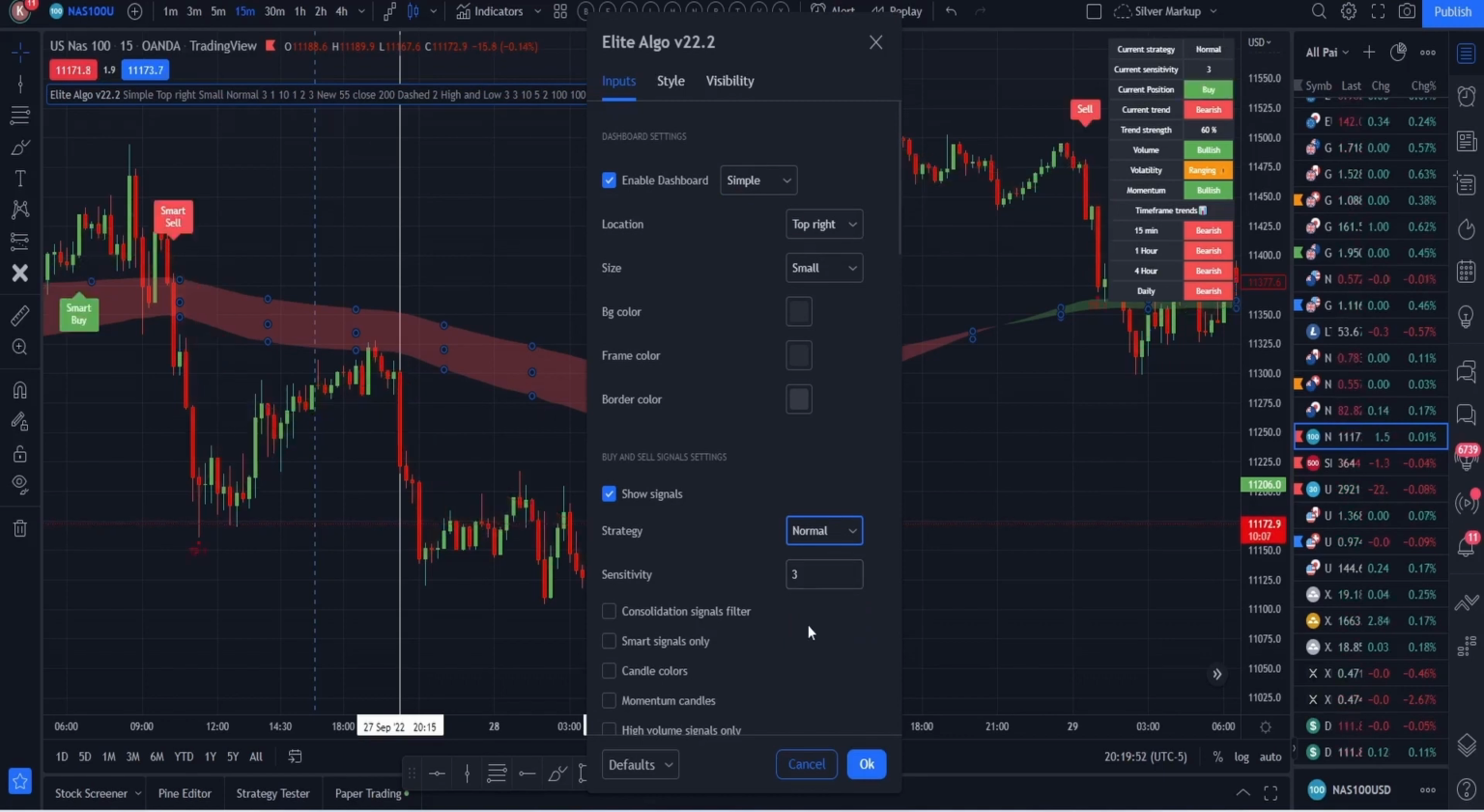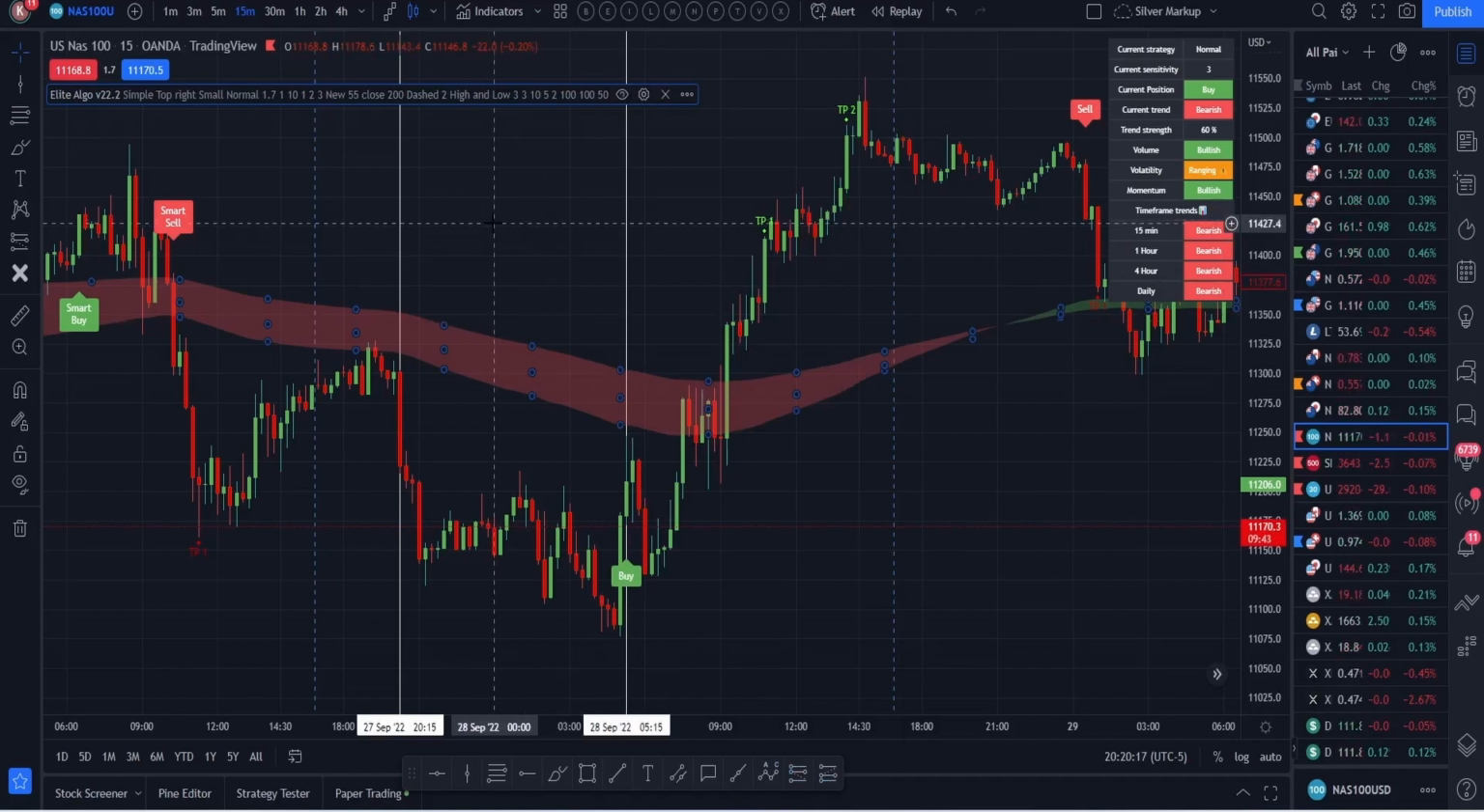So the sensitivity is how much needs to happen in the market for the Elite Algo to give you a trade, so give you an entry or a signal based off of its many calculations. So the normal is 3. Now for me, the best way that I like to start off, I usually start off with about a 1.7. And then I zoom out.